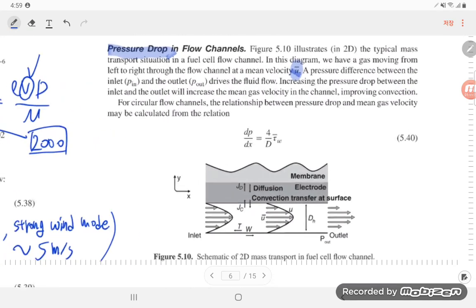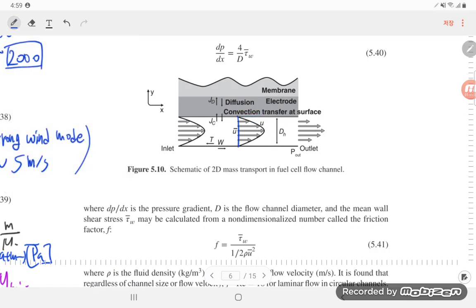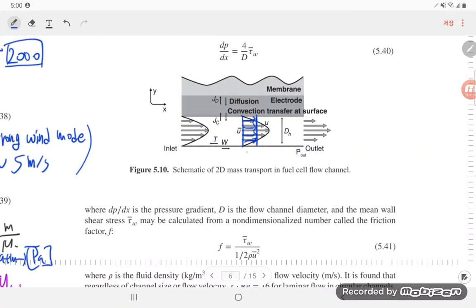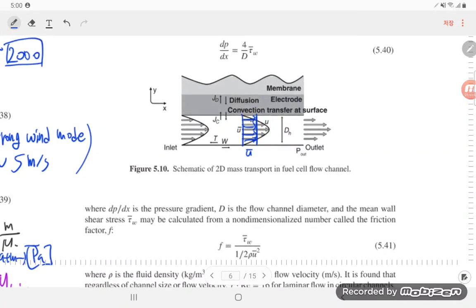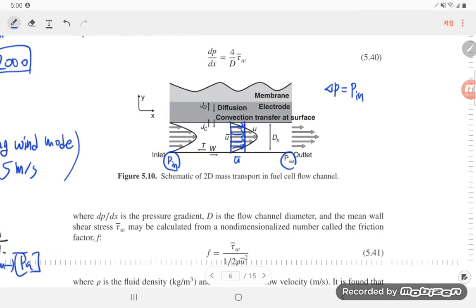Okay, this u is very important because, as I said, the velocity distribution looks like a parabolic shape, but actually we should define the representative velocity. This is the mean velocity, and this flow is induced by the pressure difference. If there is a P in and there is P out, the delta P should always be calculated as P in minus P out, because P in is always higher than P out.